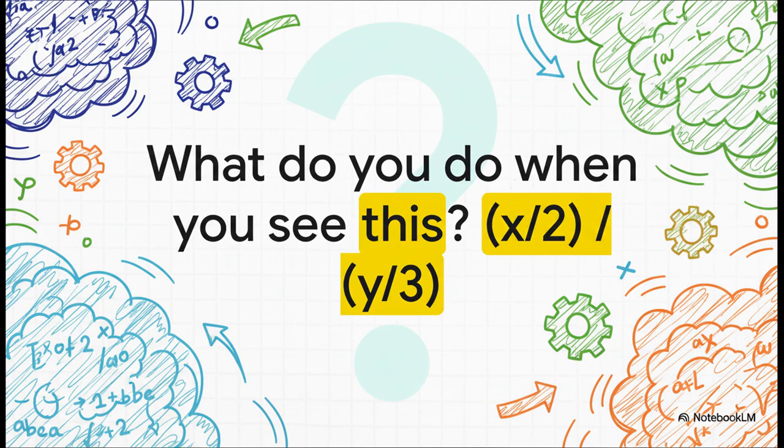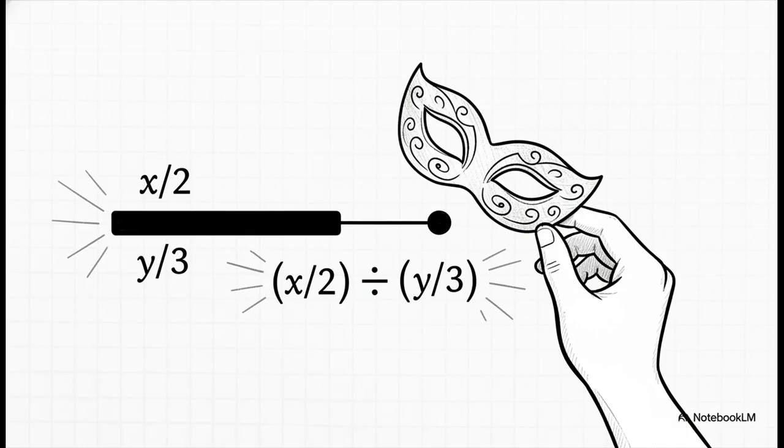So, how do we untangle it? Here it is, the big secret. That main fraction bar, the big one in the middle, it just means divide. That is literally all it means. So this whole complex fraction is just a sneaky way of writing the top fraction divided by the bottom fraction. It's another disguise. Are you seeing a pattern here?